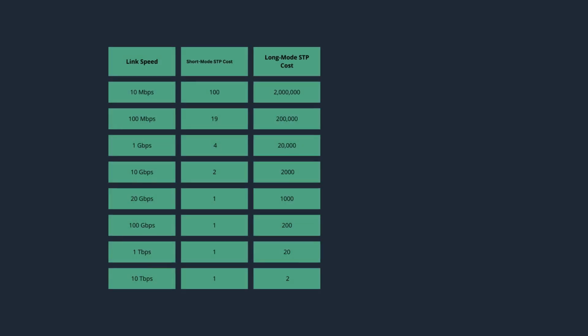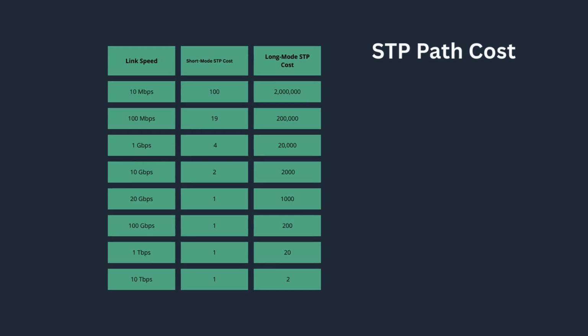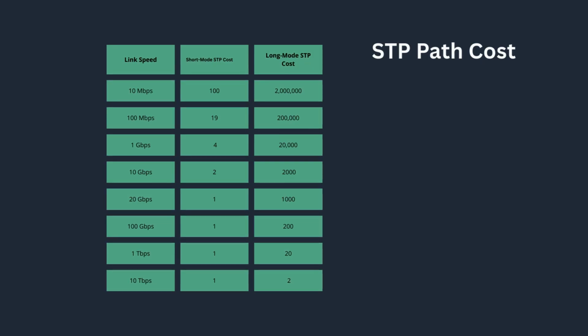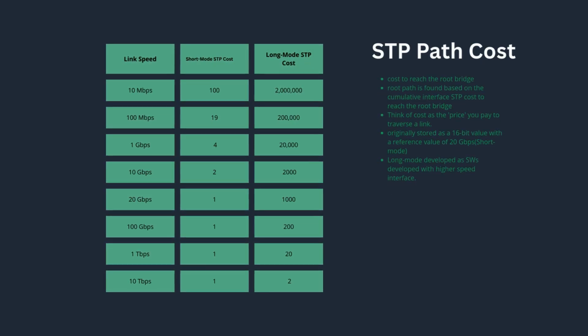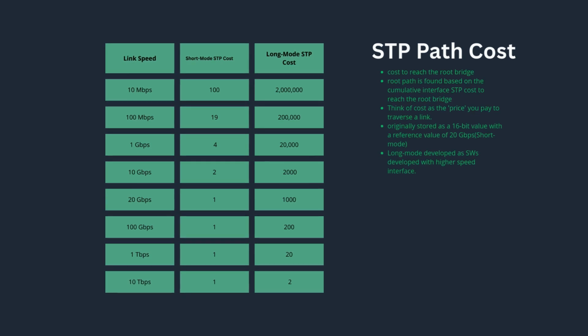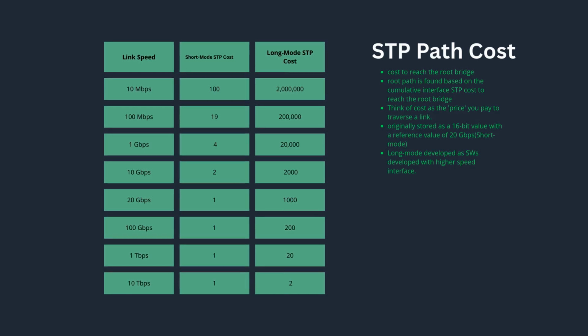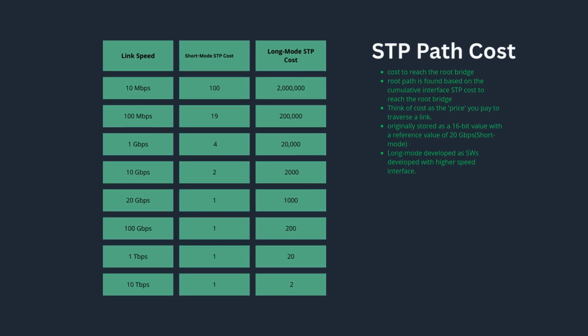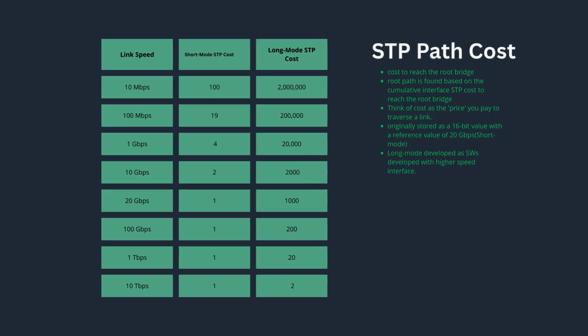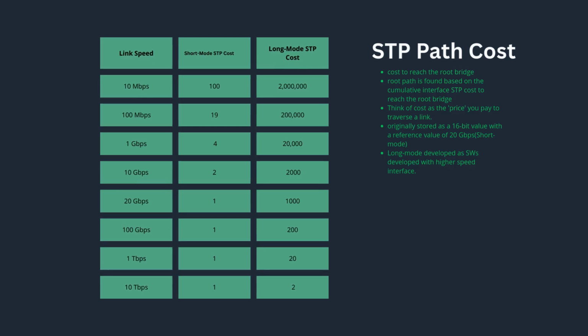Before we dive into root bridge election, we need to understand STP path cost. This is crucial because STP uses cost to determine the best path to the root bridge. Looking at this table, you can see that slower links have higher costs. A 10 megabits per second link has a cost of 100 in short mode and a whopping 2 million in long mode. A 100 megabits per second link costs 19, while a 1 gigabit per second link costs just 4. The fastest links, 100 gigabits per second, have a cost of only 1.